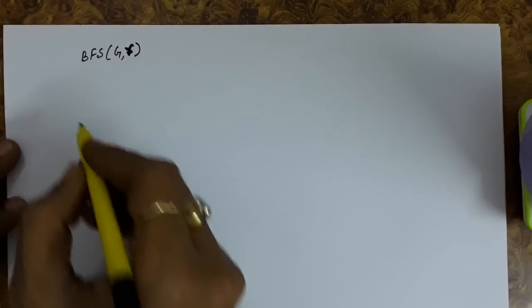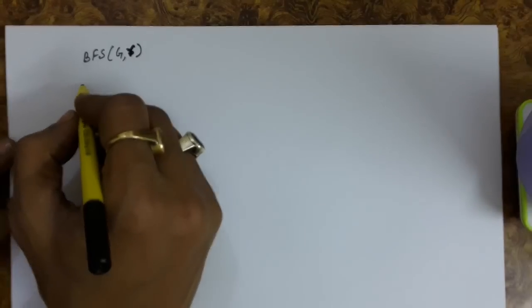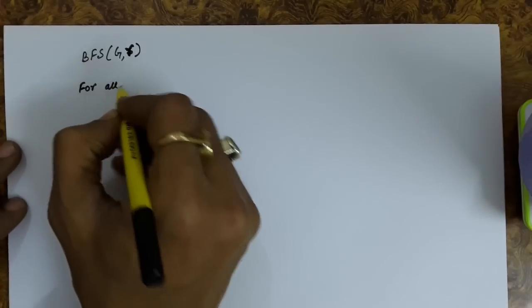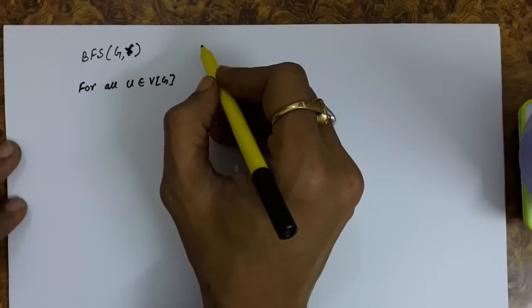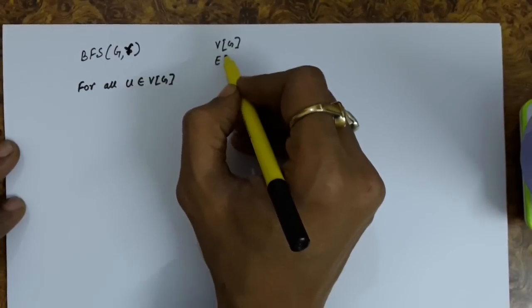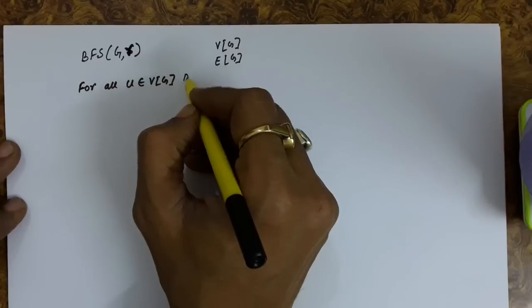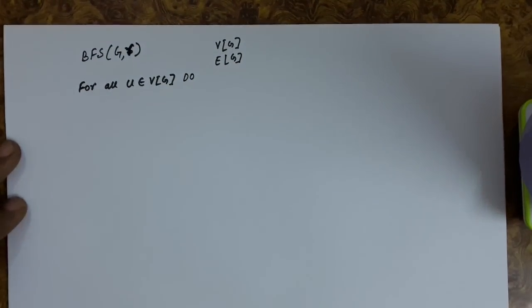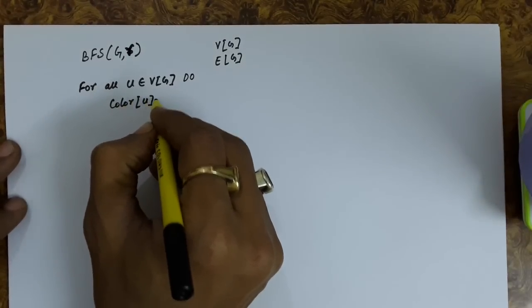Now in this BFS algorithm, we will have to assign the colors to the vertices. So let's say for all u that is an element of vertices of the graph. If this graph is given, we will consider that Vg is representing the vertices of the graph, and similarly Eg will be representing the edges of the graph. So for all vertices in the graph, you have to initialize the color of these vertices as white.